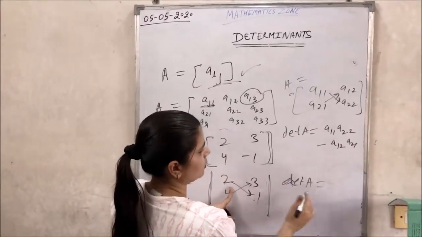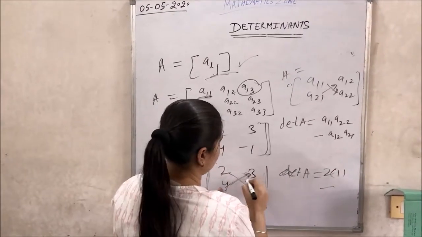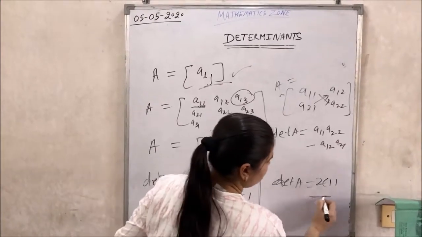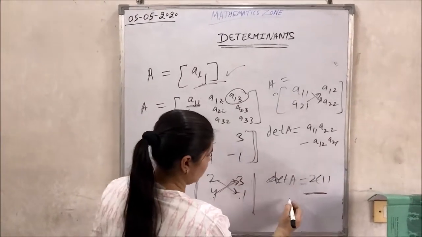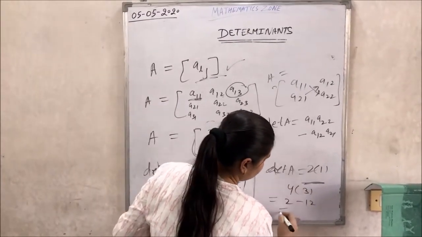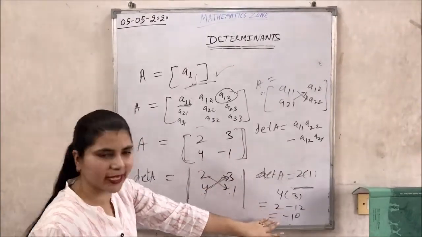2 into 1, minus. Whenever you multiply from downward to upward, you have to put a negative sign before multiplying the two numbers. So this is 2 minus 12, which is minus 10. So this is the determinant of a second order matrix.